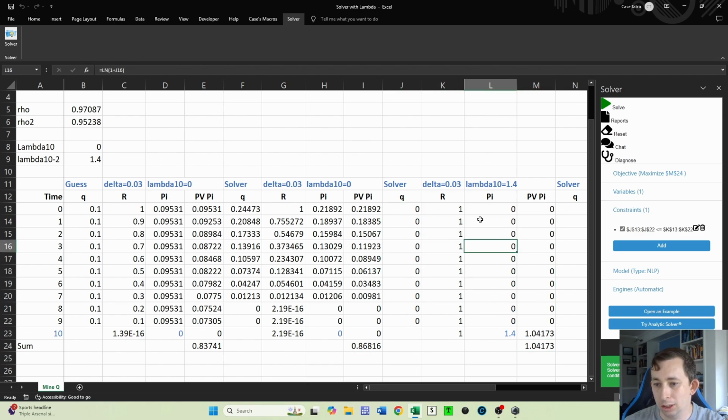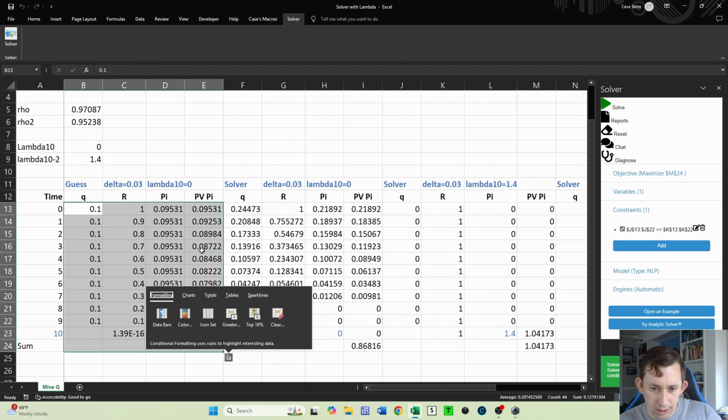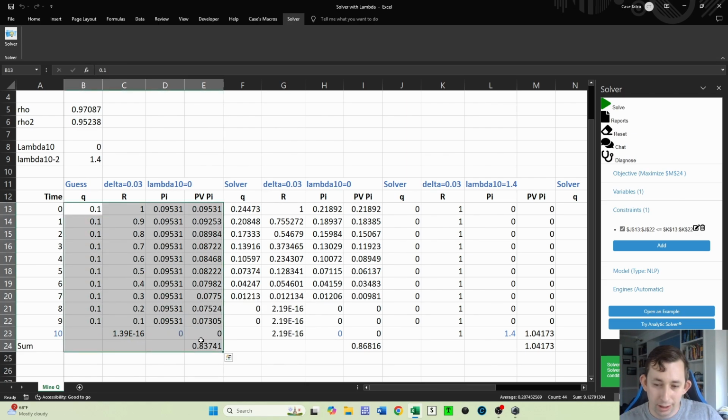and we actually don't extract at all because our lambda 10, our basically worth of this stock, is so high that it's worth not touching it at all and leaving it in the ground. So moving on to the next one, what we can do is the same thing. So I'll copy this guy back over.